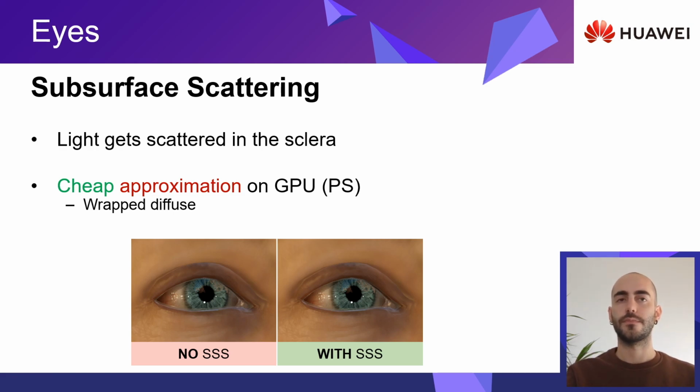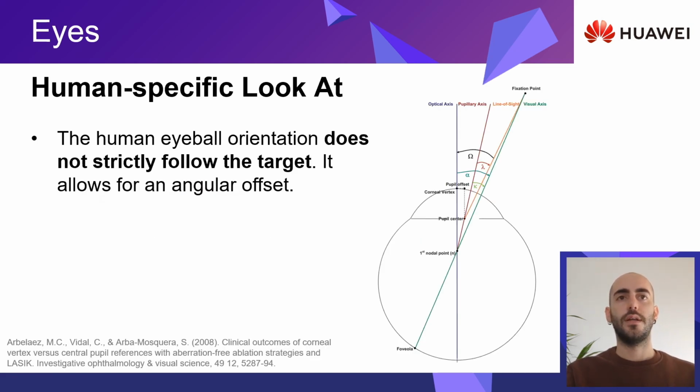Finally, when following a target, the human eyeball orientation does not strictly follow the target. It allows for an angular offset, as we can see in this image, where the fixation point, which would be the target in our case, doesn't need to correspond to the eyeball orientation.